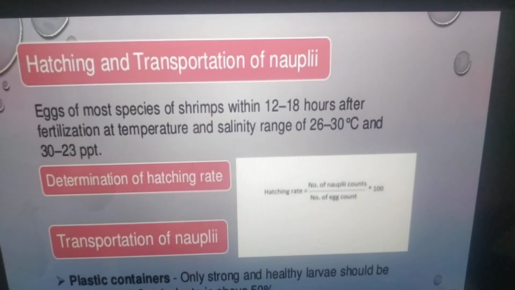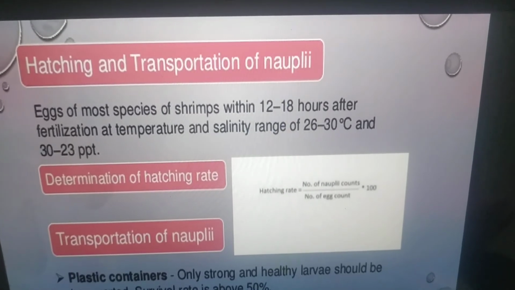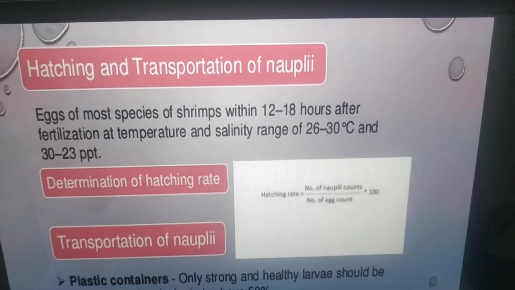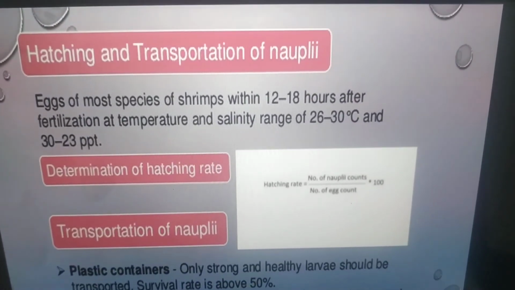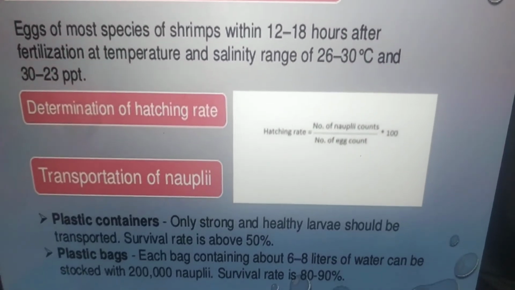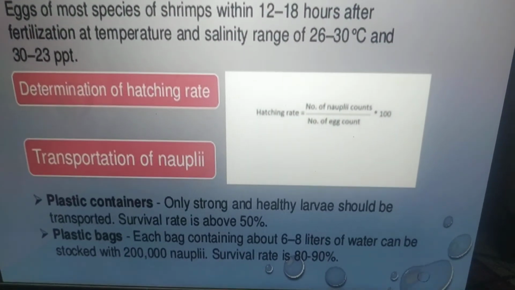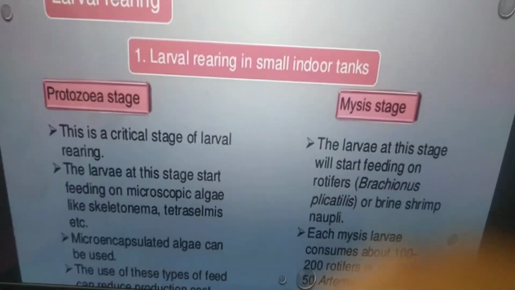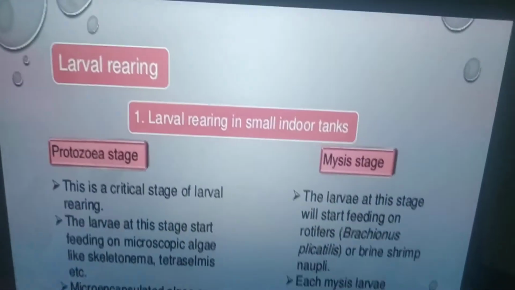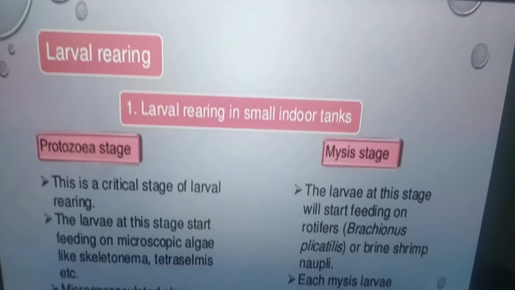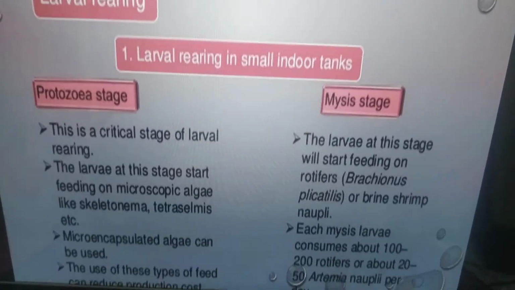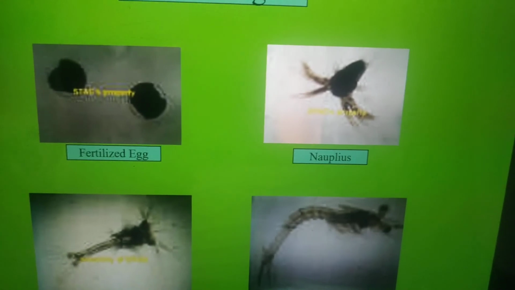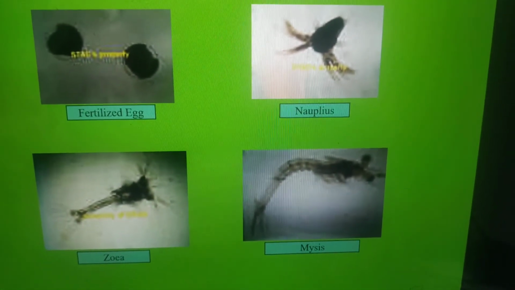Eggs of most species of shrimps hatch within 12 to 18 hours after fertilization at a temperature of 28 to 30 degrees C and salinity of 30 to 33 ppt. Transportation of nauplii: it is transported in plastic containers or plastic bags. Larval rearing in small indoor tanks: the protozoea and mysis. These are the various larval stages: fertilized egg, nauplius, zoea and mysis.